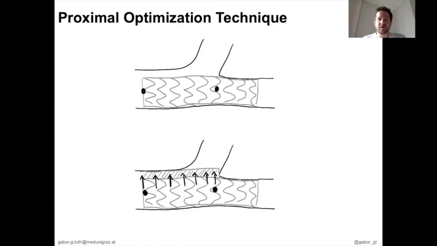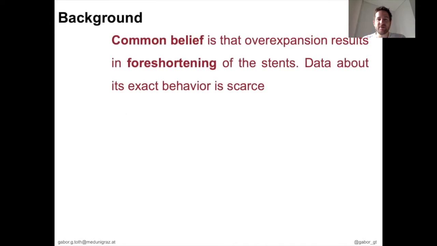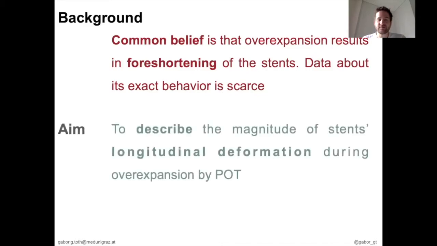Proximal optimization technique is to achieve proper apposition in the proximal main branch, which can be reached by a certain overexpansion within this segment. It's a common belief that this overexpansion results in foreshortening of the stents. However, data about its exact behavior is scarce. The aim of our study was to describe the exact magnitude of stent longitudinal deformation during overexpansion by POT.